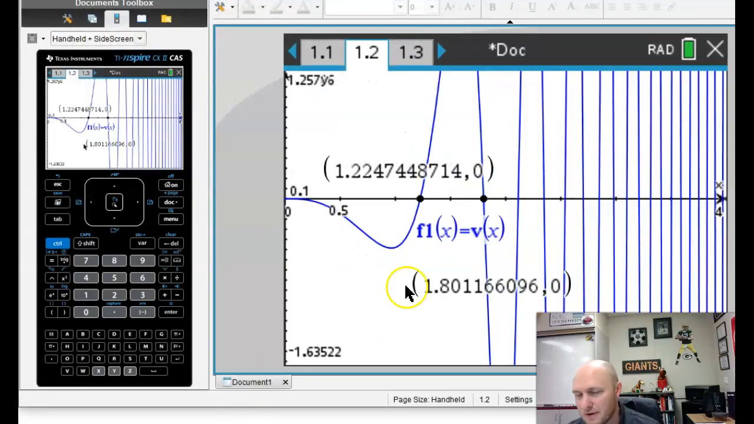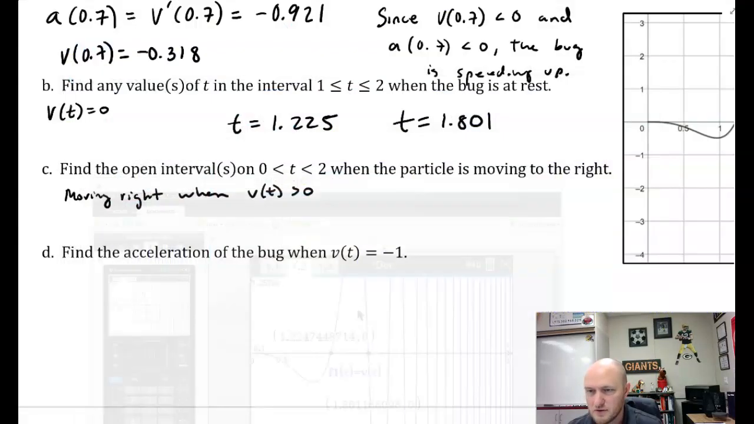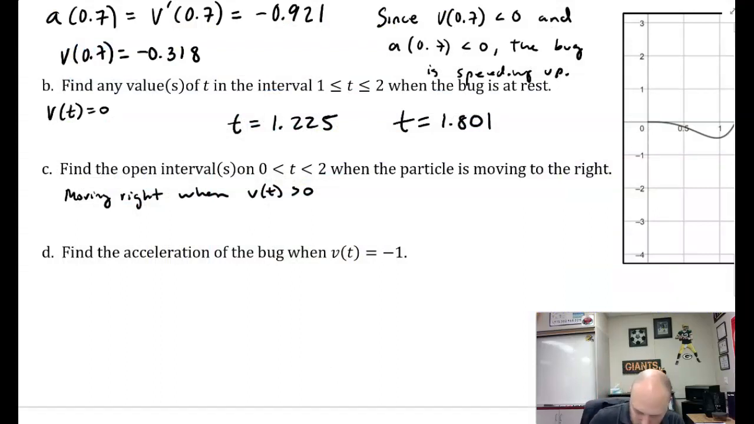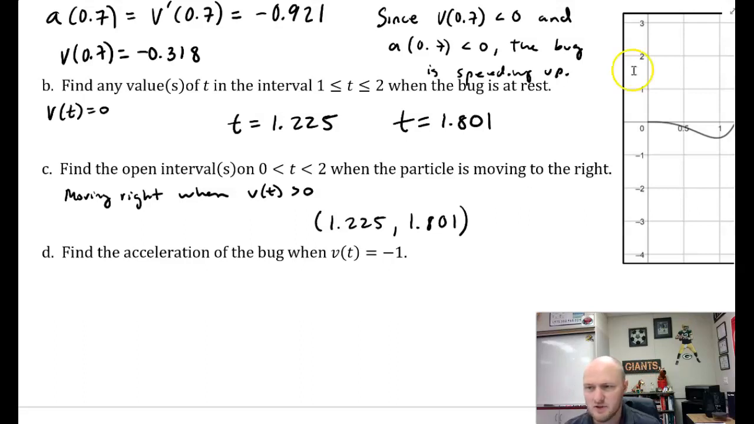So I'm going to go back to my graph, and I'm just going to look at this. So 0 to 2, again, that ends here. Well, when velocity is positive, so isn't velocity positive from here to here? Okay, it's above the x-axis. So that interval is going to be 1.225, 1.801, because that's when velocity is positive.